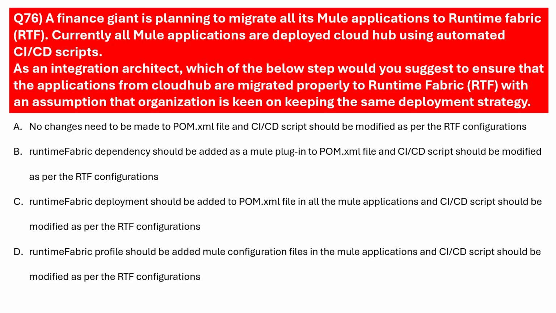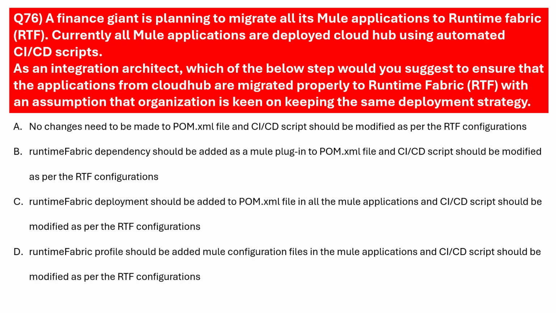Q76. A finance giant is planning to migrate all its Mule applications to Runtime Fabric, RTF. Currently, all Mule applications are deployed to CloudHub using automated CI/CD scripts. As an integration architect, which of the below steps would you suggest to ensure that the applications from CloudHub are migrated properly to Runtime Fabric, RTF, with an assumption that the organization is keen on keeping the same deployment strategy?